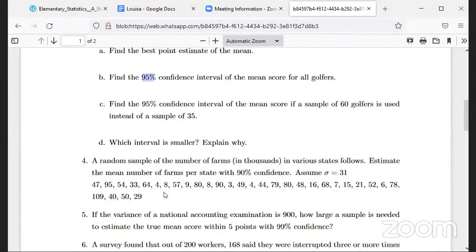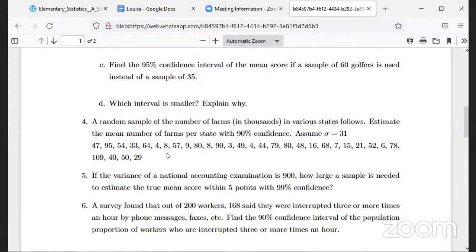So let's see question number 4. We've done 1, 2, and 3. We're doing question number 4.